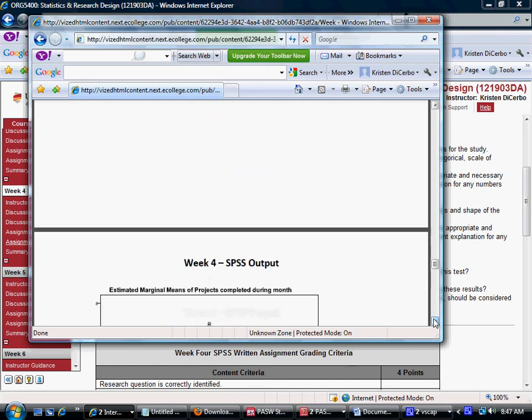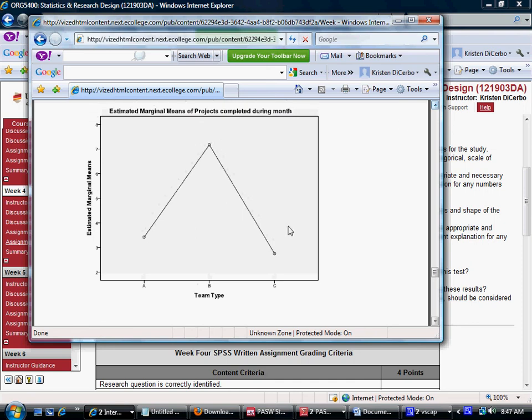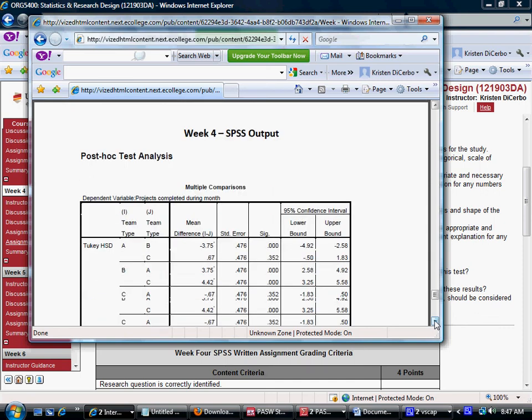Here we go. So here's a graph that's going to start to show us. This isn't the post hoc test itself, but it's going to show us what we might be looking at. Group A finished just over 3 projects. Group B finished over 7 projects. And Group C finished just under 3 projects. So if we're looking at which of these teams have differences, we might say that B is higher than A and B is higher than C, but maybe A and C could be equal to each other. And that's what the post hoc test is going to test, those hypotheses.